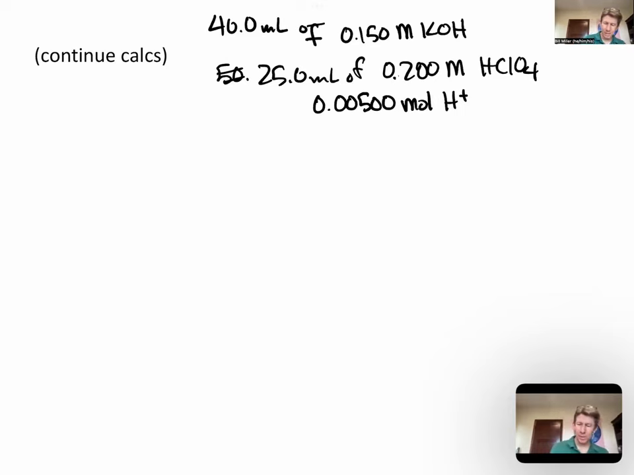And now we have to multiply for the potassium hydroxide. I have the 0.0400 times 0.15, that's going to now be 0.00600 moles of hydroxide. And I've chosen this point to make sure that you can see that we've got more hydroxide now. My H plus is going to be my limiting reactant. Let's set up that mole ICE table.